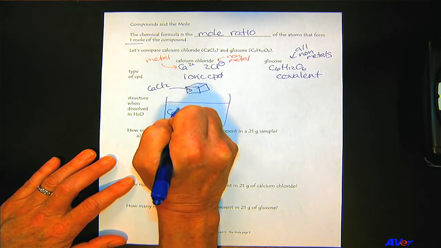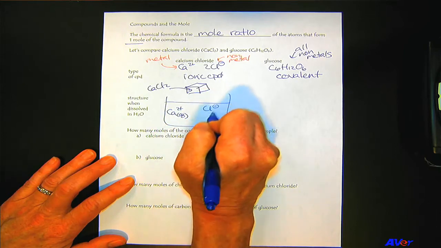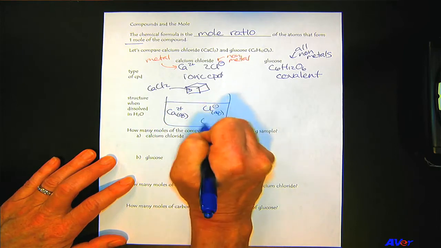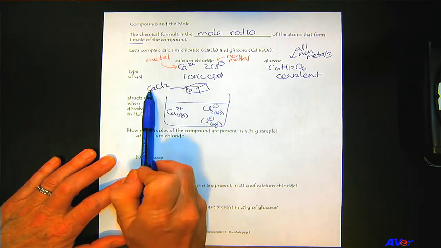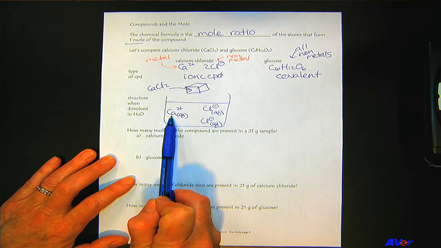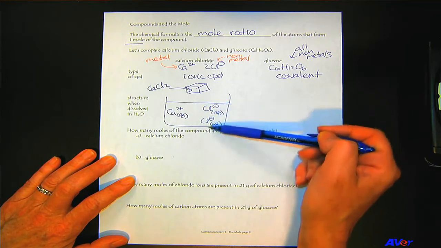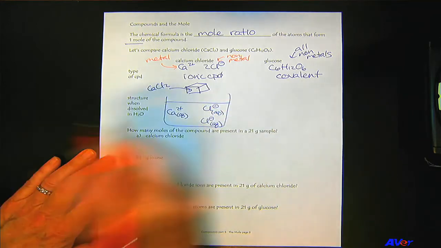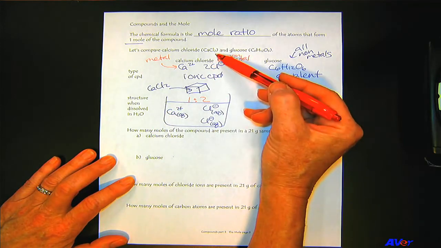So if here we have our salt crystal of calcium chloride and we put it into water, right? We're going to get calcium ions, and then we're going to get 2 chloride ions. Or for each mole of calcium chloride, we'll get 1 mole of calcium ions and 2 moles of chloride ions, right?